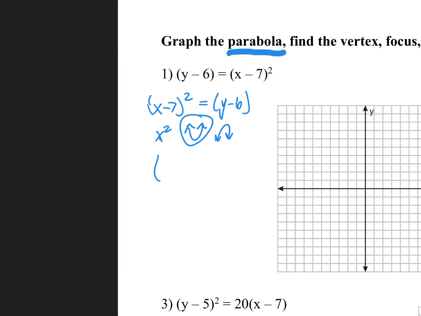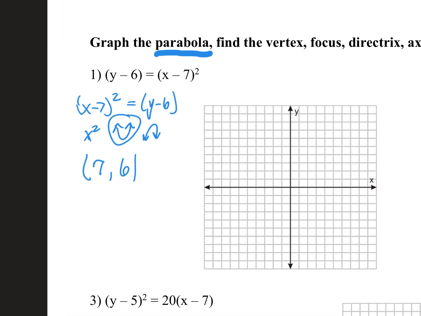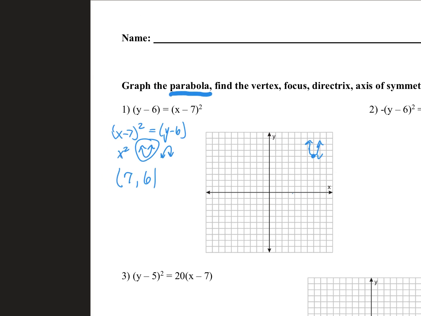Then I'm going to say, okay, what is the h? What is the number that is with the x part of the vertex? It's going to be 7. And then the other part would be what's with the y. That's going to be 6. So my vertex is going to be at 7, 6. 1, 2, 3, 4, 5, 6, 7. 1, 2, 3, 4, 5, 6. My vertex is here. And I know it's opening upwards. That's very important information. I already found the vertex. This is my vertex.